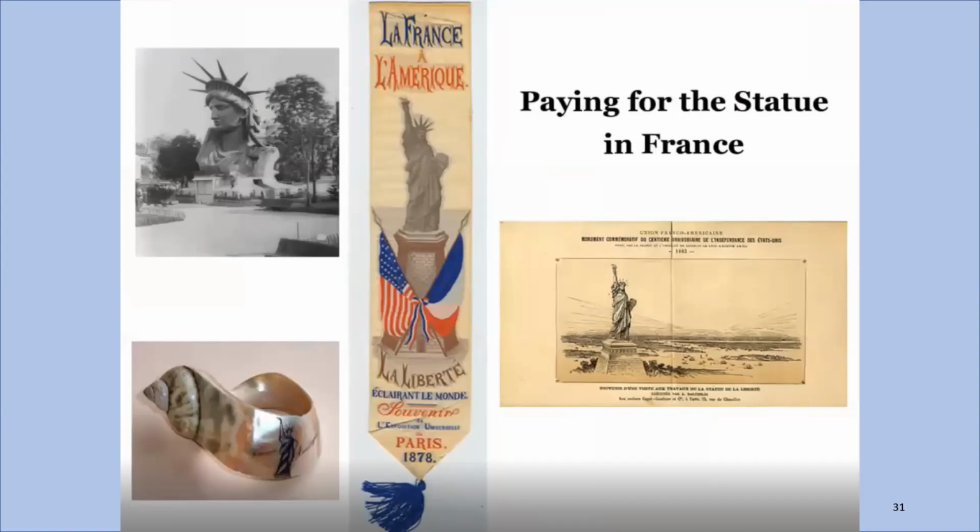As you can see on the bottom left, that's actually a napkin holder. At first I thought it was a ring, but that was a napkin holder, and they sold napkin holders as one of their fundraising ideas. In the center, there's a bookmark that was sold to raise money. There were raffles. They had dances to raise money. The head and torch of the statue sat in a park in Paris, and for an admission fee, you could climb up to the inside and look around. So the fundraising in France went pretty much according to plan.